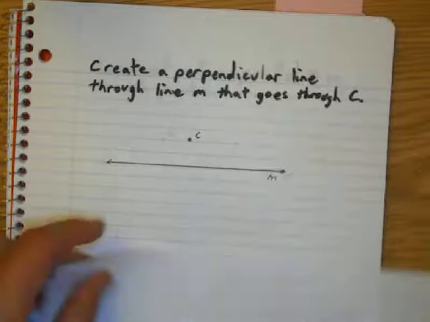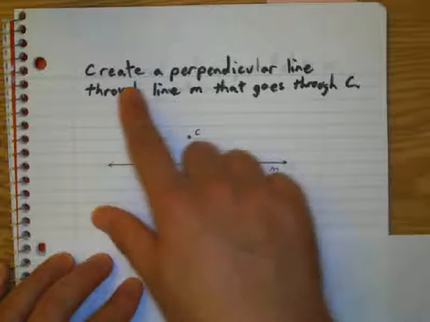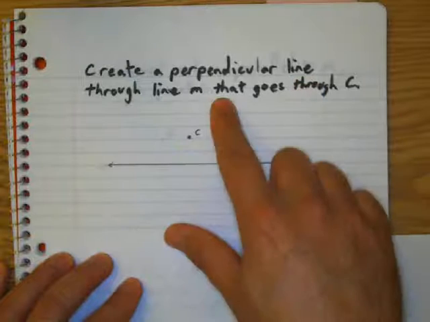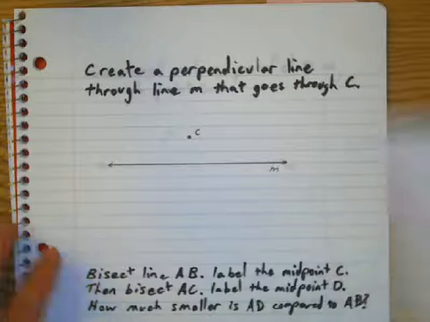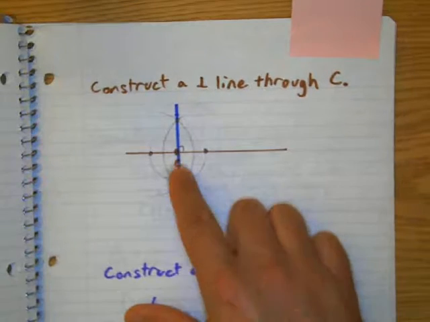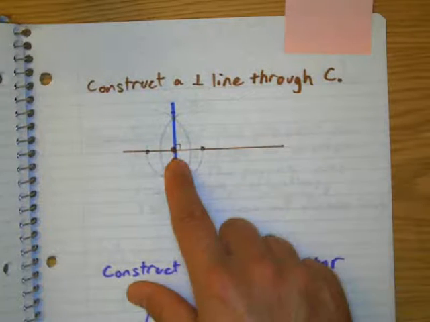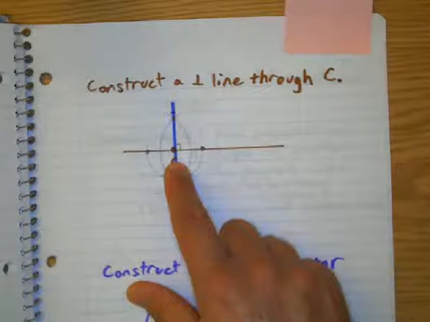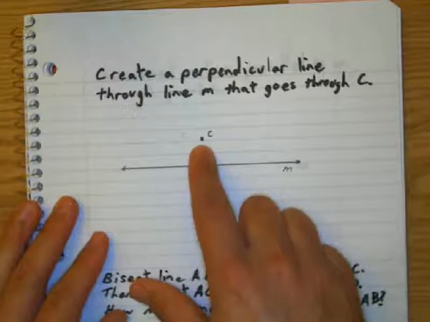So the next question, they said, okay, we're going to try to create perpendicular lines through a line and through a particular point. Now you might remember a few days ago we constructed a perpendicular line through a point that was on the line. Okay, so now we're going to do it perpendicular through a point that's not on the line.